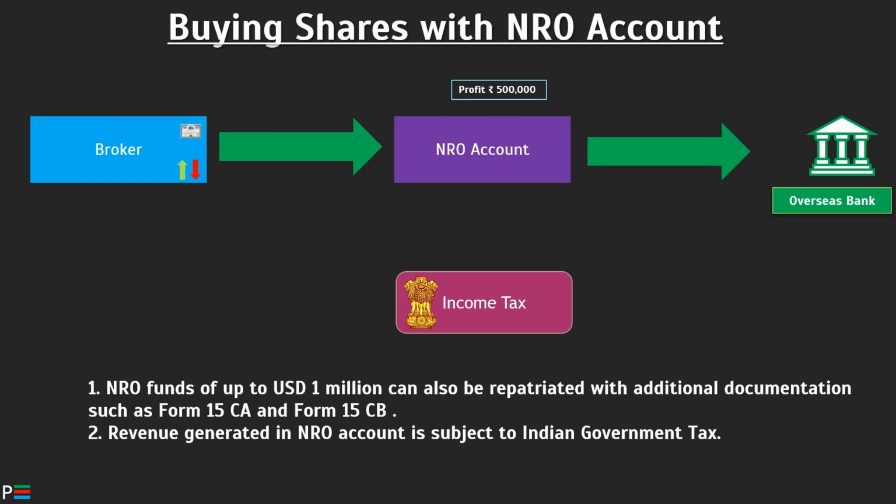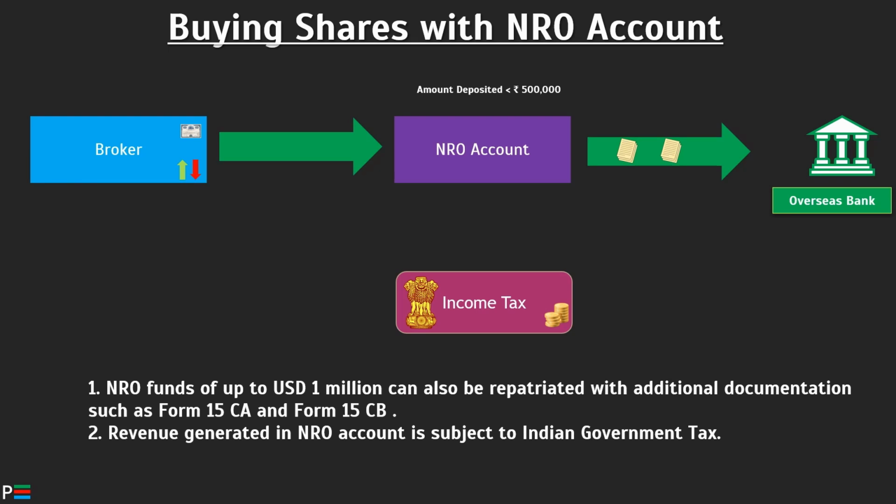This is because the broker has to tax you at the source. So you may end up paying more tax or get a refund based on your income. But as you observe here, the primary difference is you need to pay the tax to the Indian government on the profit you have earned. Also, if you want to repatriate the amount back to your overseas bank, you need to get the clearance by submitting the forms 15CA and 15CB.